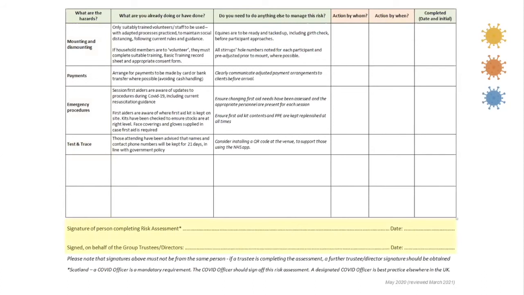When you've completed your COVID risk assessment as fully as possible, just make sure it's signed and dated by both the person who's carried it out and also another trustee. So essentially those two signatures, if they're both trustees, they shouldn't be the same person. It's just an extra layer of protection for you and for peace of mind to have someone to proofread your document to make sure that you've covered everything you need to.